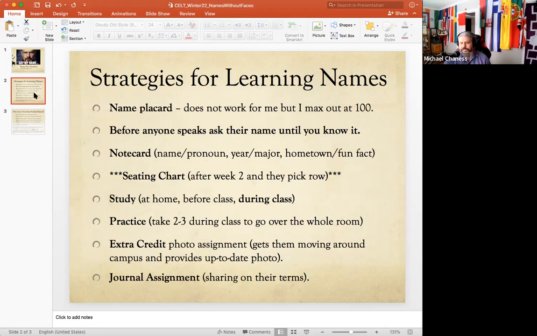Second to last, I did mention that I find it difficult with the photos sometimes because students don't look like their photo, or there is no photo, or there's just a bad picture, whatever it is. So I have several extra credit assignments, and I get them moving around campus, like take a picture of yourself here, do a write-up, something like that. And then they post the picture, and then they post the write-up in order for them to receive extra credit.